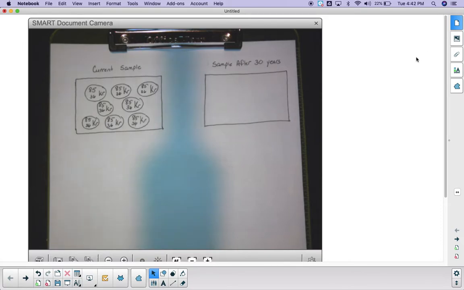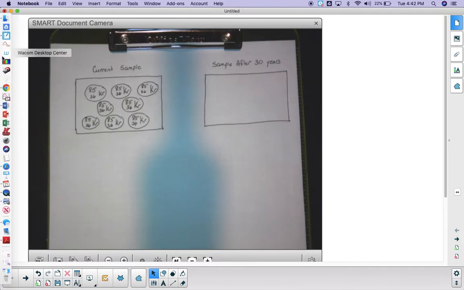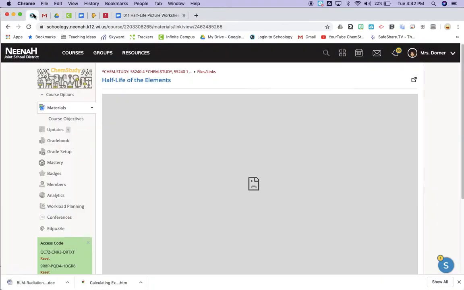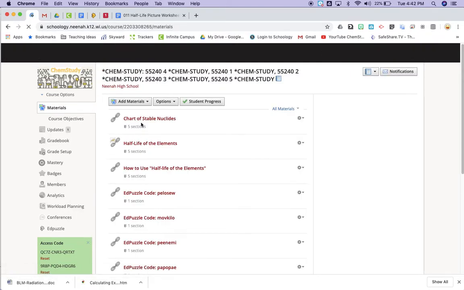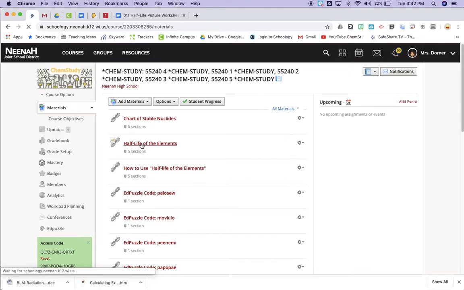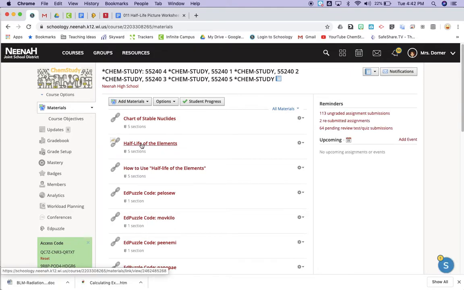I chose to draw for you the example of Krypton 85. If I want to draw what a sample of Krypton 85 will look like after 30 years, I really need to know 2 things about the Krypton 85. I need to know what type of radioactive decay it will undergo, so I know what its daughter nuclide will be, and I also need to know its half-life. Both of those pieces of information are available via Schoology under the half-life of the elements link. Just as a reminder, the half-life of the elements is the second link down on your page here.